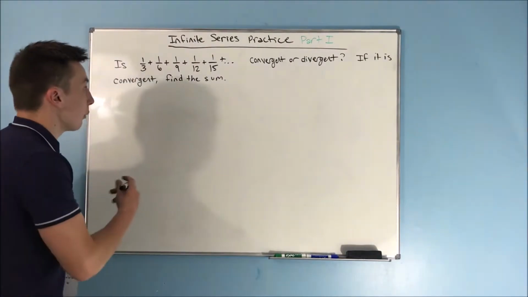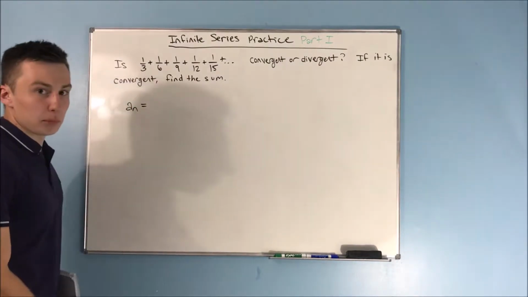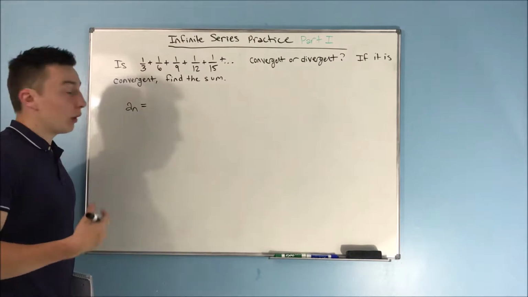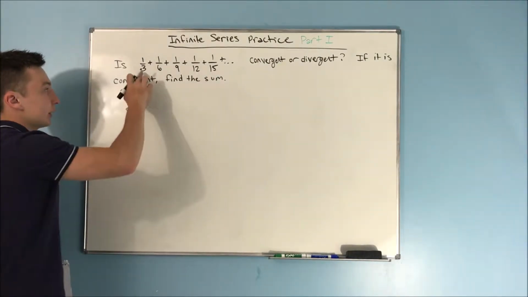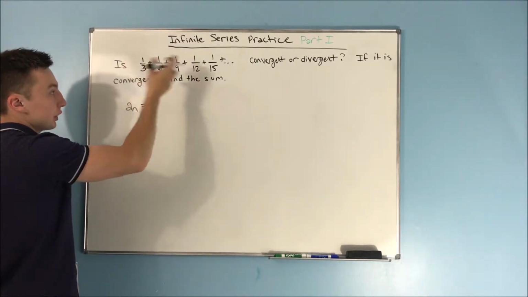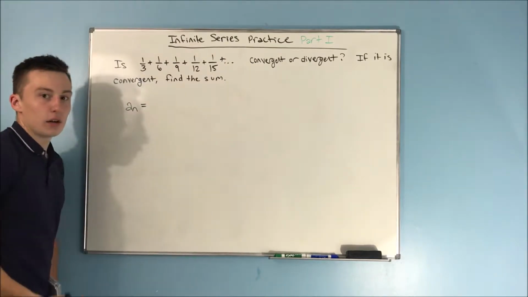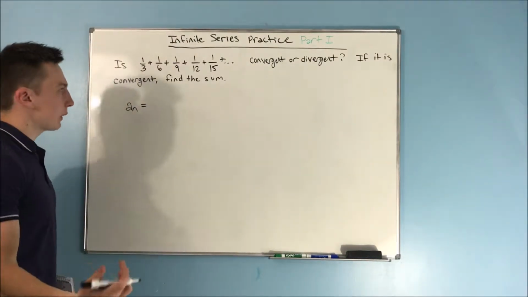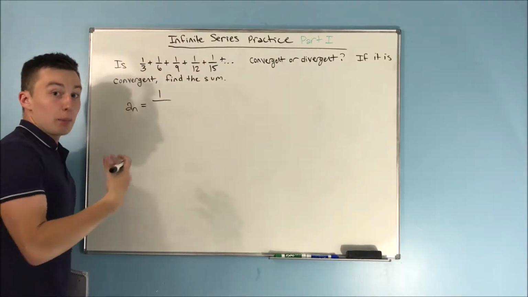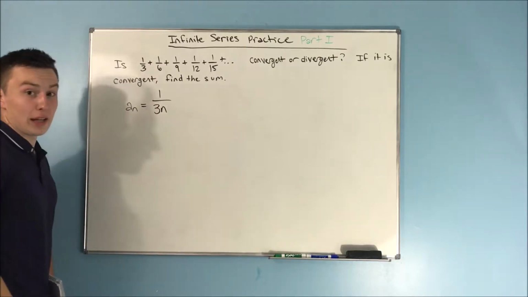Now, looking at this problem, the first thing that we want to do is find an equation for a sub n. How can we find any term in this series? Well, what's the thing that's changing here? What's changing with every term of the series? Just this denominator. It's just multiples of 3. You can see that: 3, 6, 9, 12, 15, on and on. So the numerator is just going to be 1 because that's not changing. But the denominator is multiples of 3, so that's just going to be 3n.